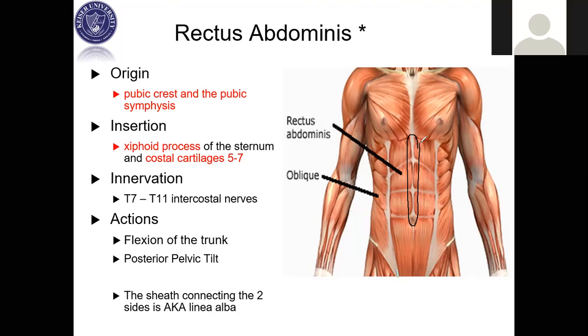So again, with the rectus abdominis, its origin, the pubic crest and the pubic symphysis. If you were to just say pubic symphysis, I'm perfectly fine with that. Its insertion is into the xiphoid process. Its main action is trunk flexion. Again, if you bring your xiphoid process closer to your pubic symphysis, you're flexing your trunk. And the innervation of rectus abdominis is the intercostal nerves.